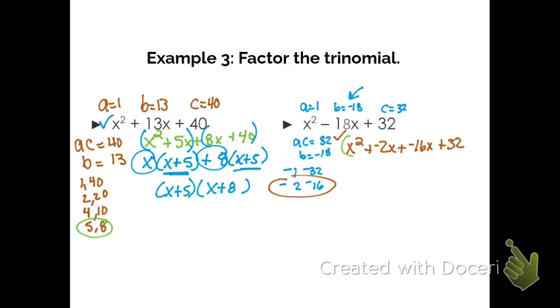And then I'll do my grouping. And now I'm going to be looking for my GCFs. Okay, they have a common binomial of x minus 2. And then I have an x and a minus 16 left over.